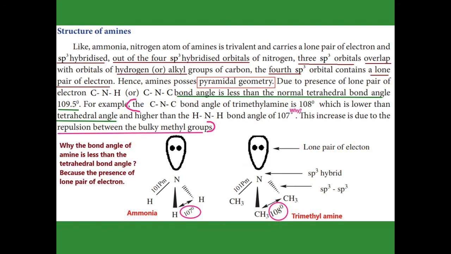See the first diagram, it is ammonia. The second diagram is trimethylamine. In that one the bond angle is 108 degrees. In ammonia the bond angle is 107 degrees, but in trimethylamine the bond angle is 108 degrees. Why does it increase? Because it contains methyl groups. The methyl groups repel each other. Because of the repulsion between the bulky methyl groups, the bond angle also increases when compared to ammonia.